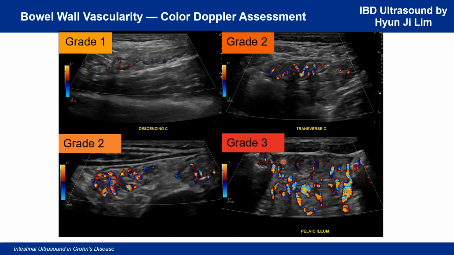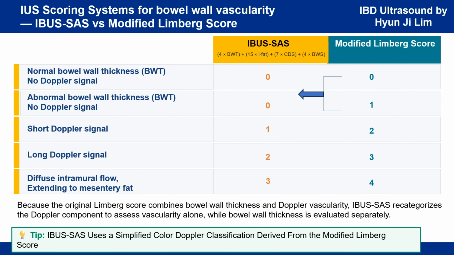Grade 3 represents marked vascularity defined by long Doppler signals extending both within and beyond the bowel wall into the mesentery. It is the key distinguishing feature from Grade 2. This color Doppler grading system provides a standardized method for assessing bowel wall vascularity and helps in evaluation of inflammatory activity on intestinal ultrasound.